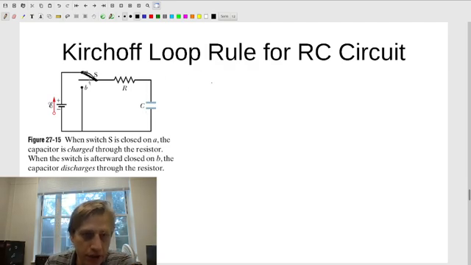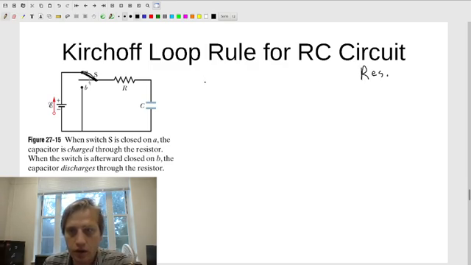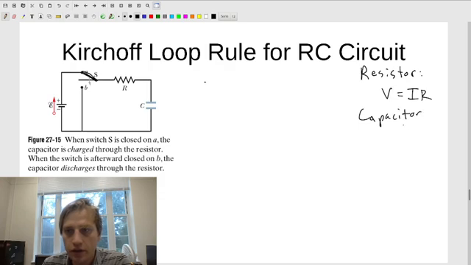So in this particular case, we're going to have, for our resistor, it's going to follow V equals IR. For our capacitor, the voltage is going to follow Q equals C times V, or V equals Q over C.